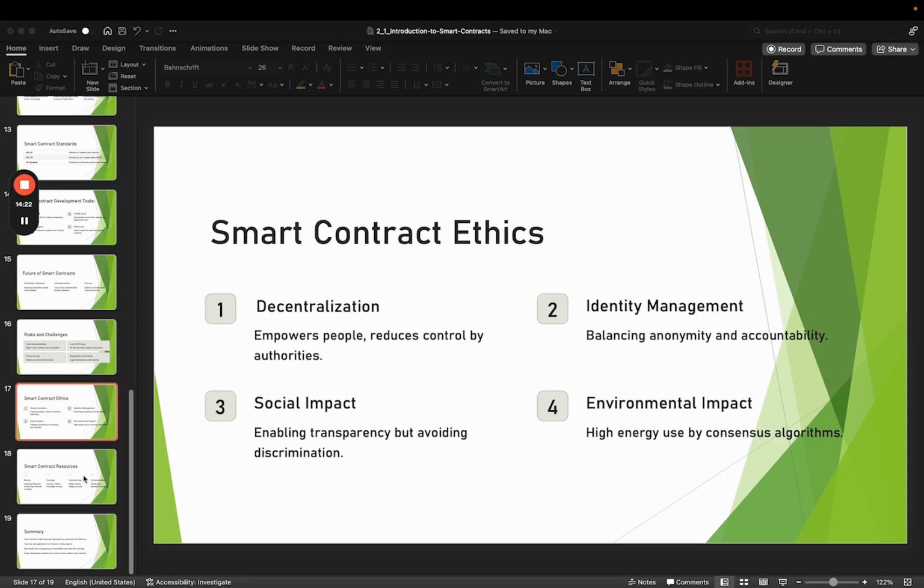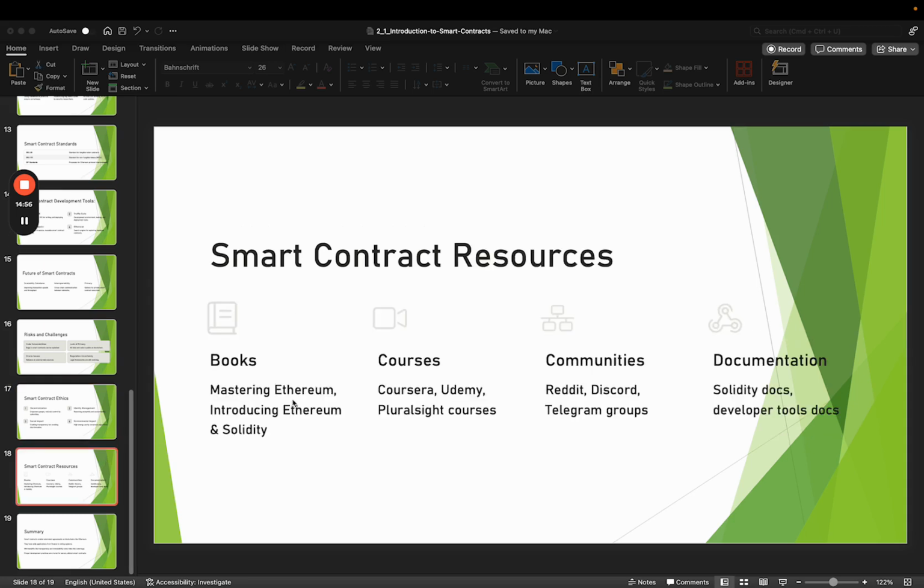Moving on to the resources for smart contract development. For books, you can refer to Mastering Ethereum, Introducing Ethereum and Solidity. For courses, you can go to Coursera, Udemy, and many more. You should also join various communities on Reddit, Discord, and Telegram groups, which also post regular information about Web3 and drafting smart contracts and various new technologies in it. Also, you can check out the documentation for developing smart contracts and Solidity, developer tools, and so on.